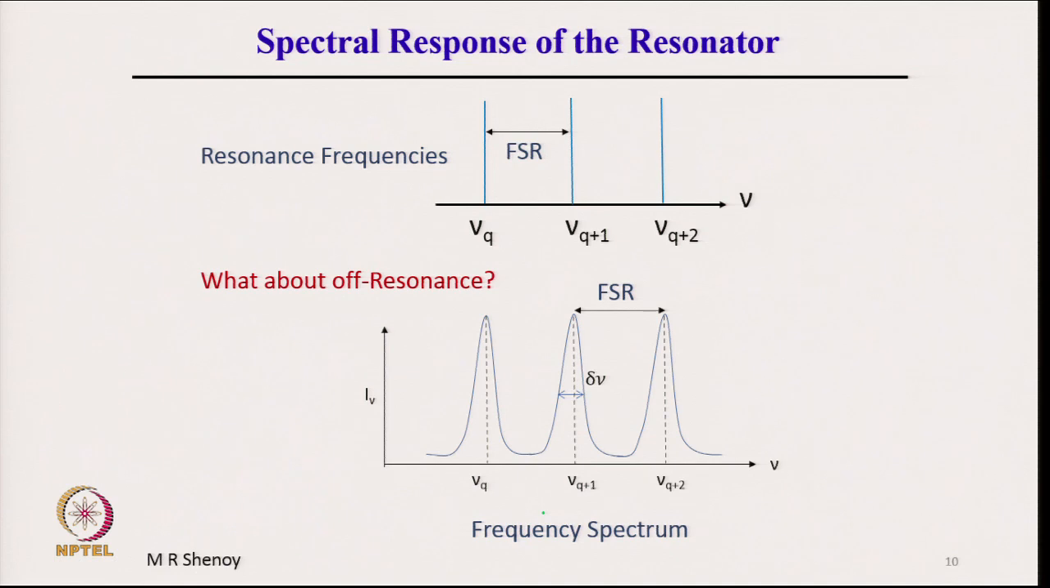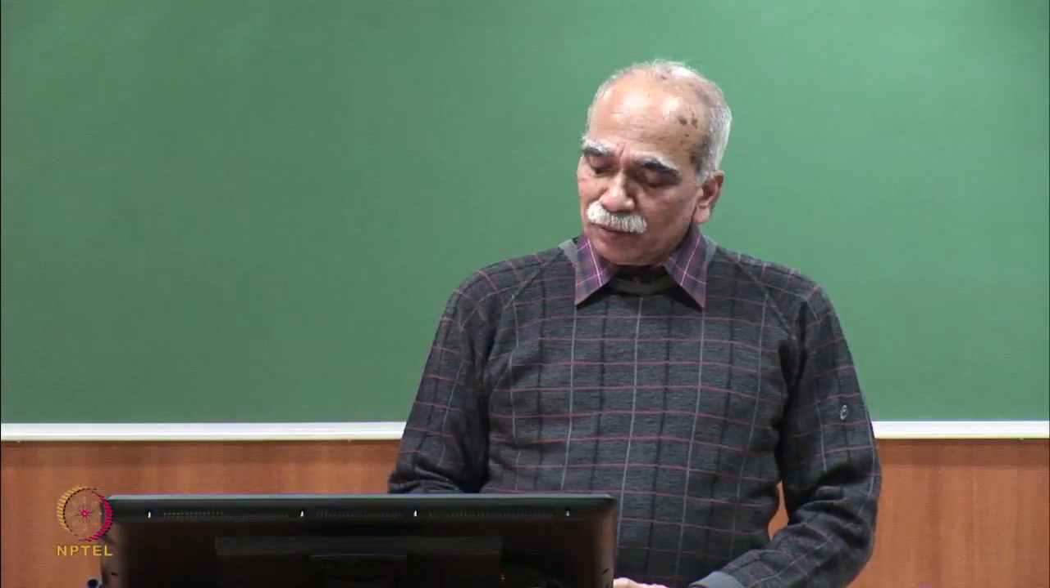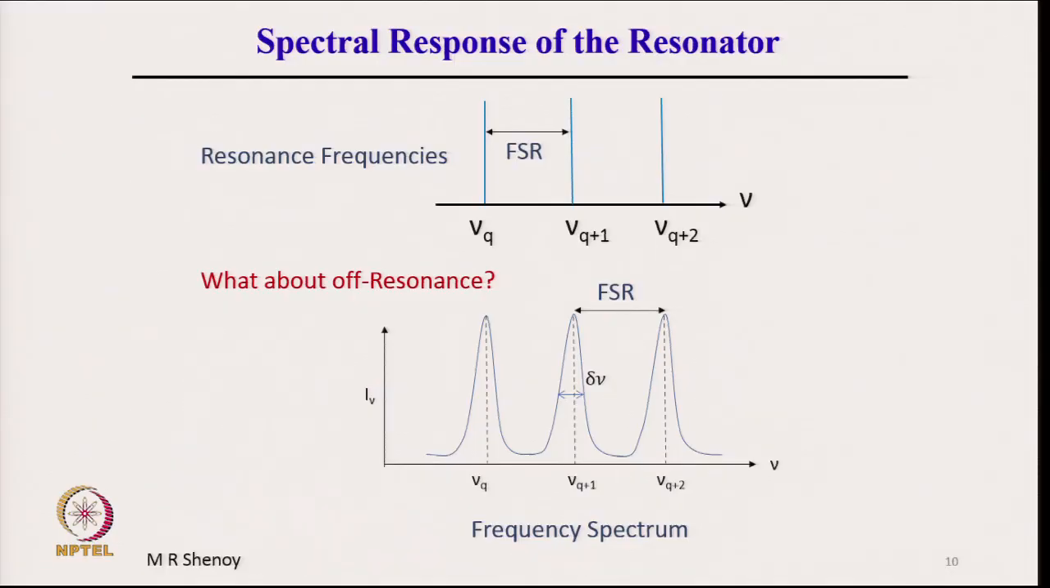Finally, an important characteristic of a resonator is its spectral response. What does this mean? We will discuss this topic in detail in the next lecture, but what we need to see is this: the resonance frequencies represent frequencies which are building up inside the resonator. What about the frequencies slightly away from the resonance? How much will they build up, or what will be the intensity of the frequencies which are off resonance? So, what about off-resonance frequencies?